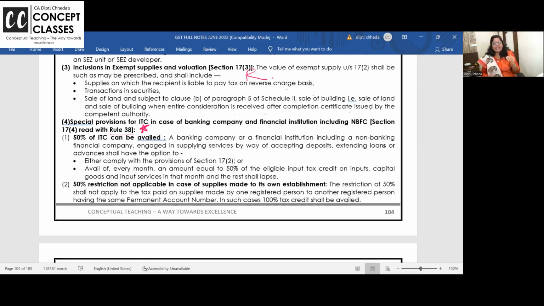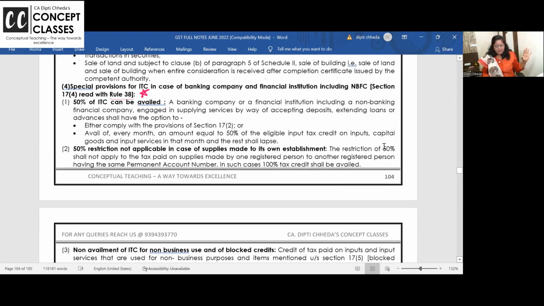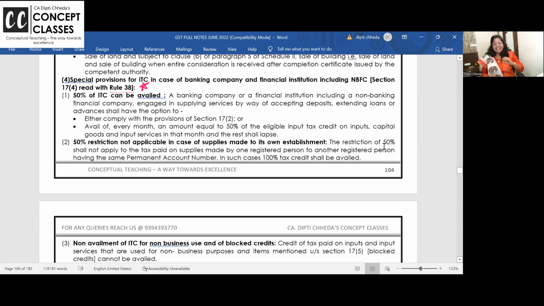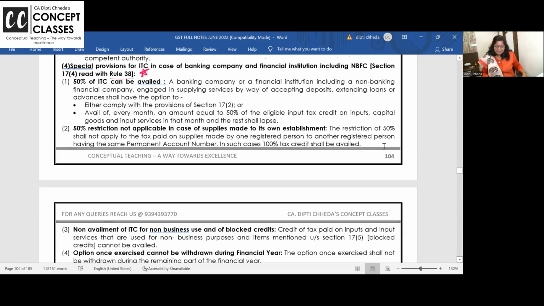Whatever ITC they are availing, assuming 50% is for exempted supplies and only 50% they will take. But listen, dear students, whatever choice bank makes, either proportionate ITC or 50% ITC, they can't change it during the year. 17(4) rule 38 over. कितना मजा आ रहा है, 17 1 2 3 4 टक टक टक they are flowing.